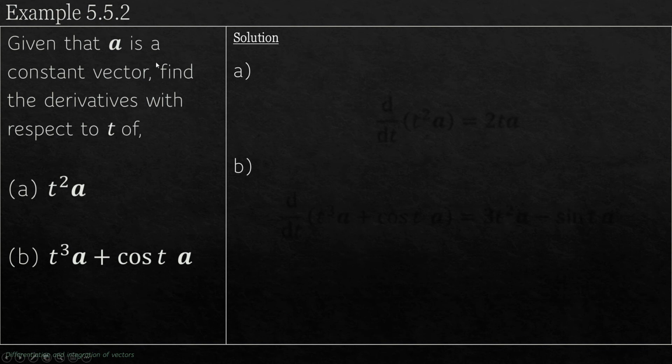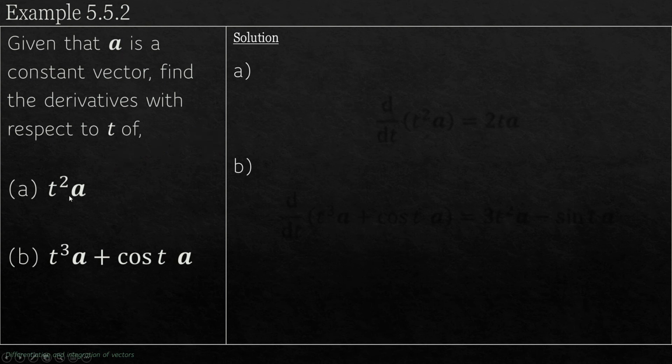Given that a is a constant vector, find the derivatives with respect to t, for time, of these two terms here. So a is a constant vector. If it was in 2 dimensions, a could be something like 3i minus 5j. That would be constant. There's no variables here. i and j are fixed unit vectors. They are not variable. So that's just one example of what a could be.